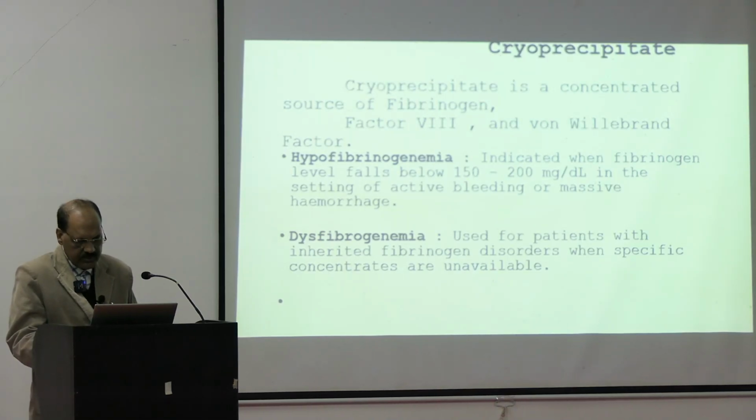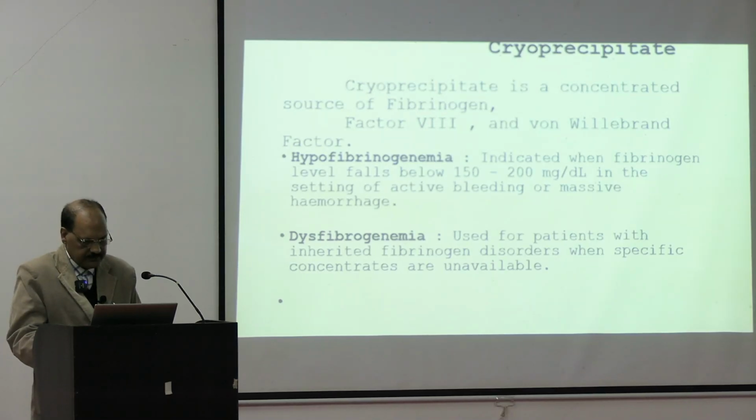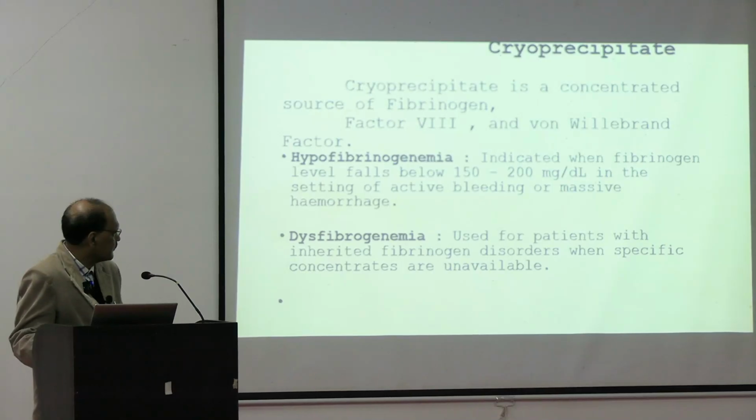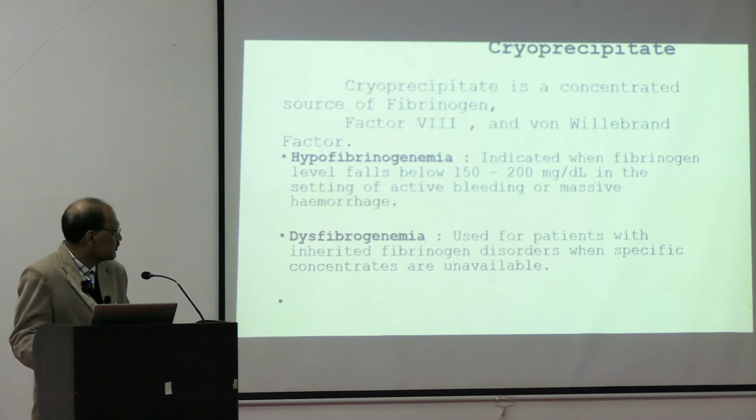In the setting of active bleeding, when the patient is having hemorrhage, massive hemorrhage, in that case we have to give cryoprecipitate. Then another is afibrinogenemia. We have to start the cryoprecipitate. It is used for patients with inherited fibrinogen disorders when specific concentrates are unavailable. When the specific factors are not available as such, we have to give the cryoprecipitate. So these are a few components of blood which we have to infuse.